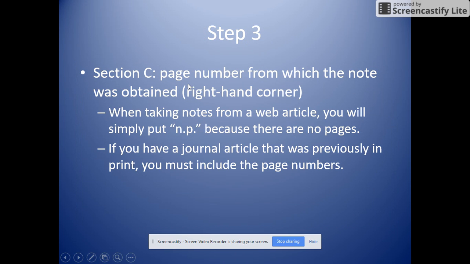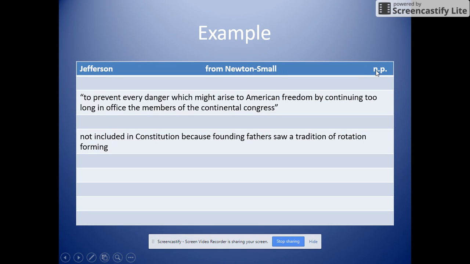Step 3, this is section C. This should be the easiest part of this. I'm not even going to spend a lot of time discussing it. Just go ahead and write NP on the top right of each one of your notes. The reason why is that it means no pages. On the internet, there are no pages. I know that they talk about web pages and you may even have to click numbers and stuff like that. That's actually not a real physical page, okay? So we're not going to even refer to that as a page.